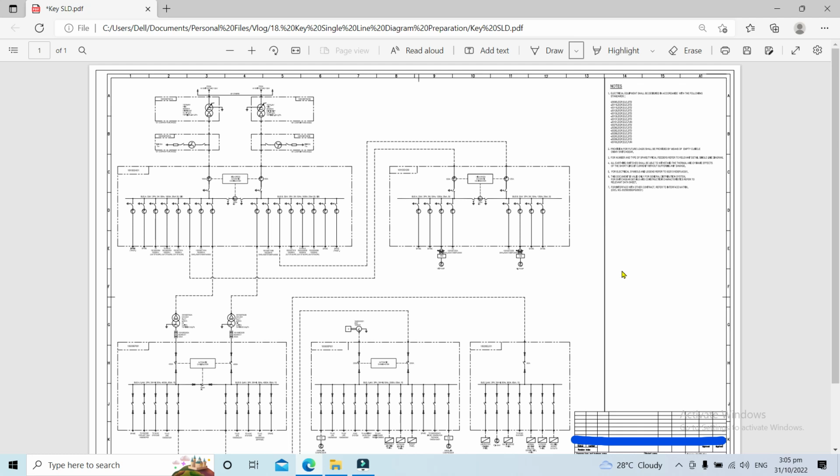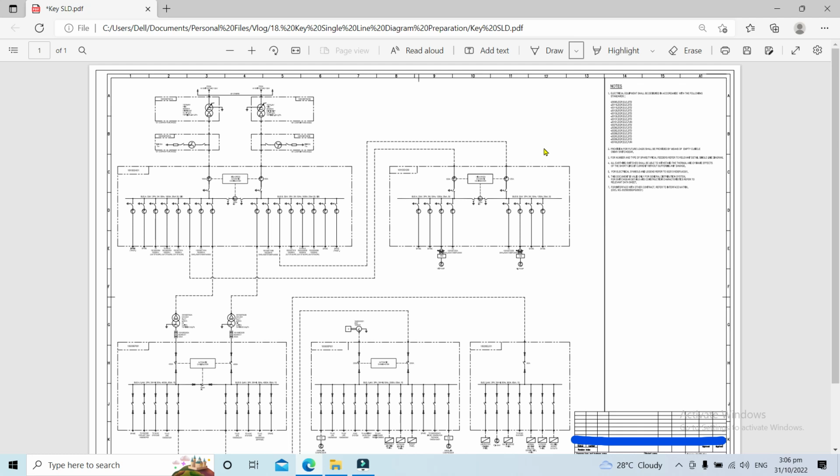Today's session, our topic for discussion is regarding the key single line diagram, or main single line diagram. In this type of single line diagram, the protection and metering will not be seen, because this is the overall overview of the entire power system. So it will be congested if that information is drawn in the key single line diagram.